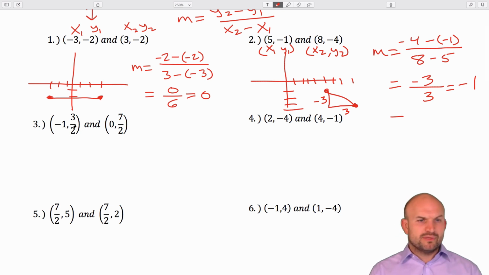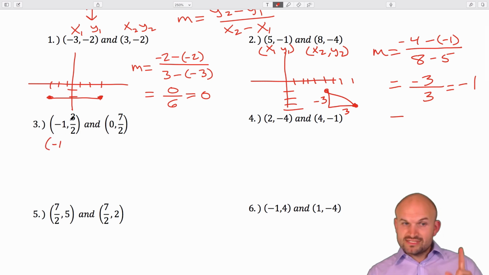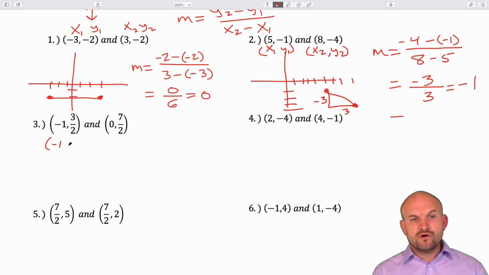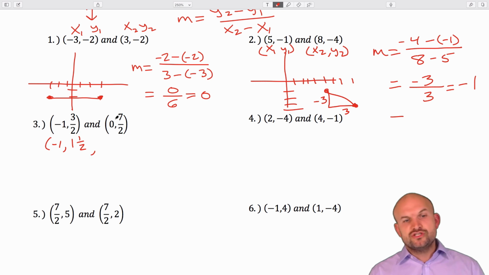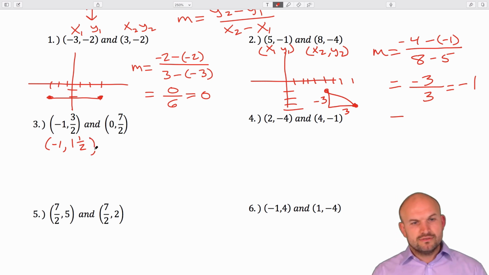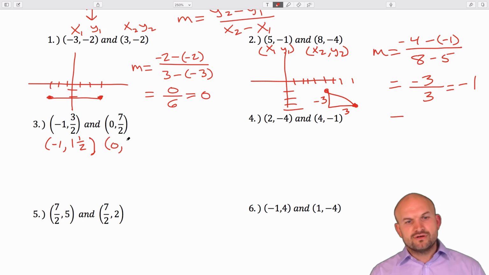Some people might be familiar with this. As far as the decimal version, 2 goes into 3 one time with a remainder of 1. So therefore, we can rewrite that as 1.5. 2 goes into 7 3 times with a remainder. So that would be 3.5.